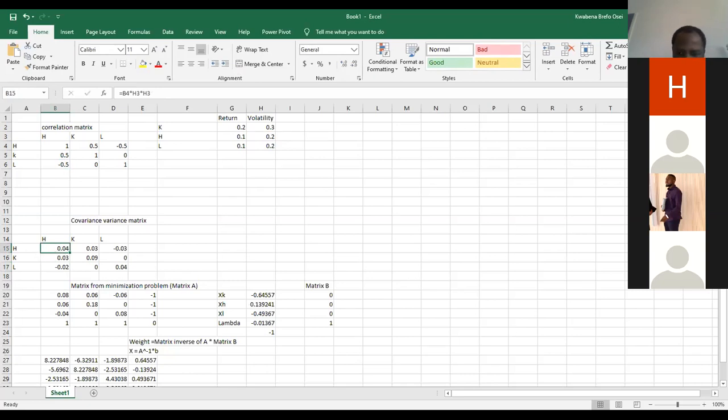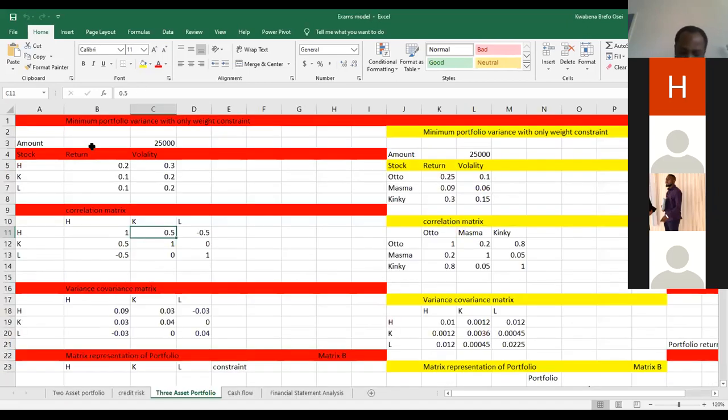Okay, guys, let me use what I've done to explain, so later on maybe you can do that. This is the amount involved, 25,000. And this is the volatility. Return on H is 0.2, volatility is 0.3. Return on K is 0.1, volatility is 0.2. And in order. Now the correlation matrix was already given, so that's what I've done here: H, K, and L.